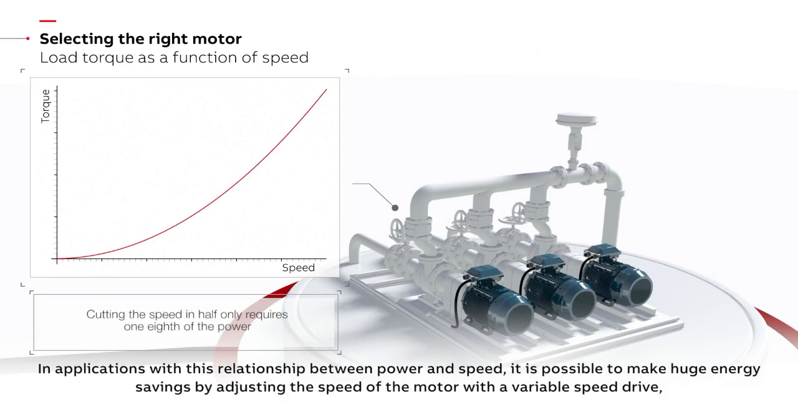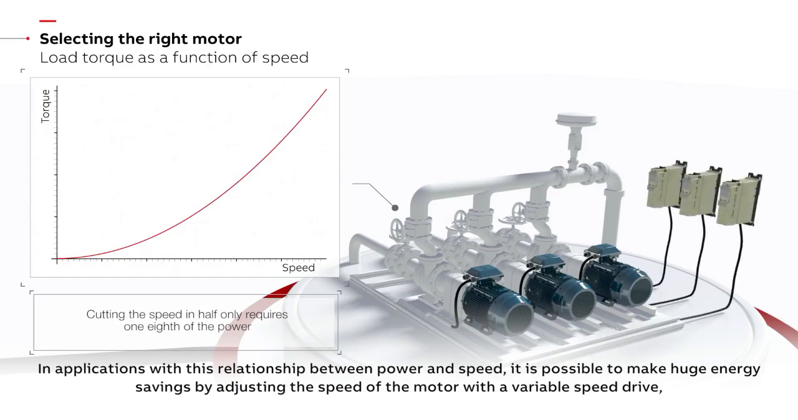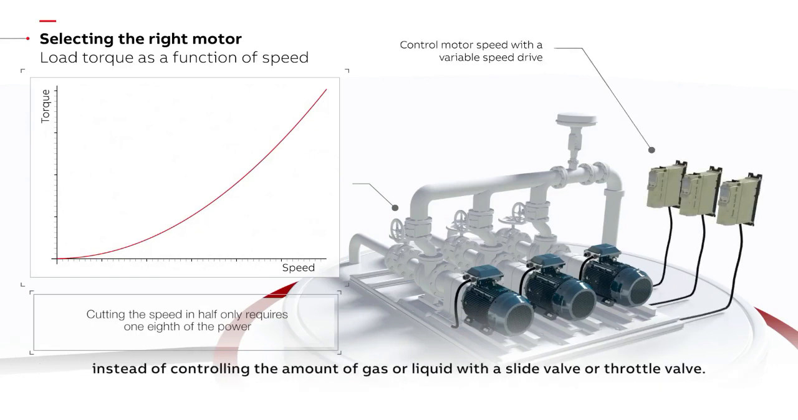In applications with this relationship between power and speed, it is possible to make huge energy savings by adjusting the speed of the motor with a variable speed drive, instead of controlling the amount of gas or liquid with a slide valve or throttle valve.